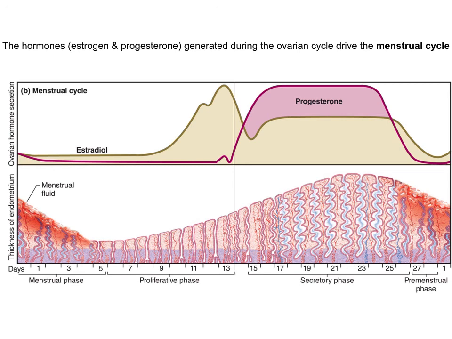As it degenerates, its arteries are going to constrict so that you completely lose blood flow to the functional layer. This is going to cause extensive tissue necrosis. The tissue is just going to die. It's also going to cause a cramping sensation as a result. The necrotic tissue, in addition to blood and serous fluid, are going to form the menstrual fluid.